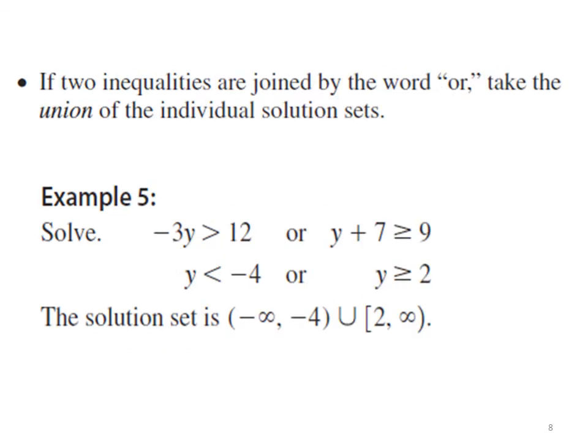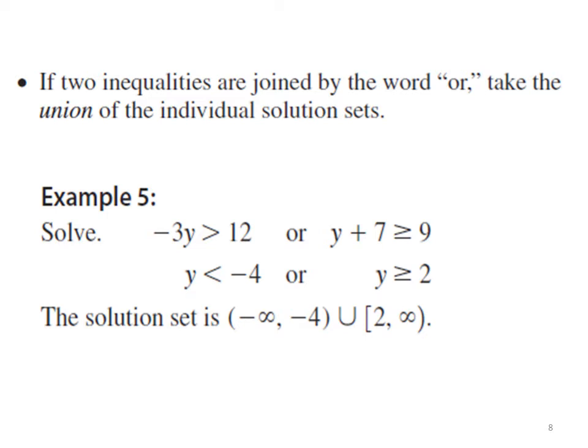So far we looked at compound inequalities joined by and. You can also consider inequalities that are joined by the word or. When you use the word or, you are taking the union of the two individual solution sets. Here is an example, example 5. We want to solve -3y is greater than 12, or y plus 7 is greater than or equal to 9.